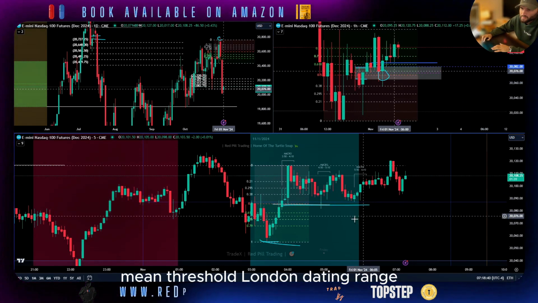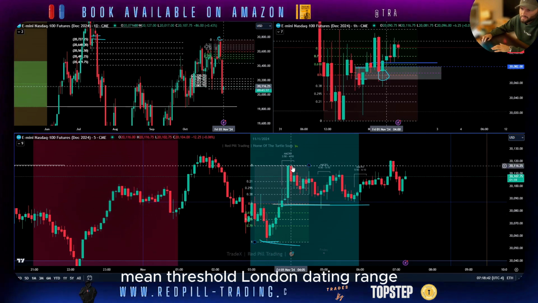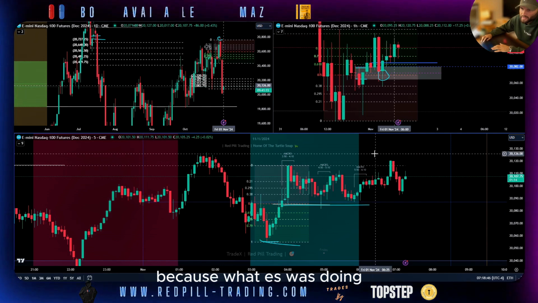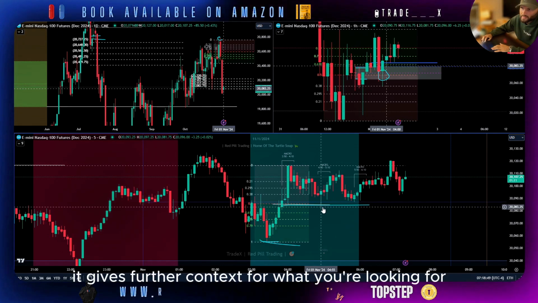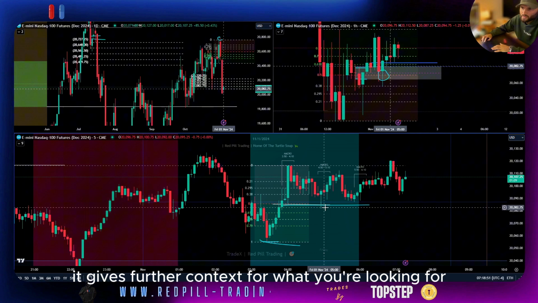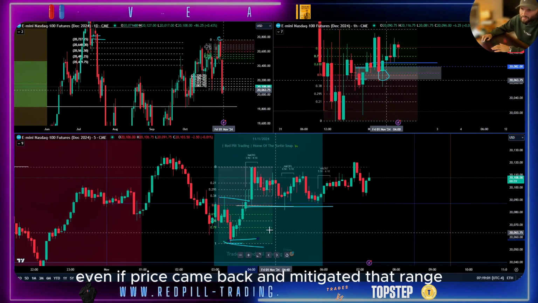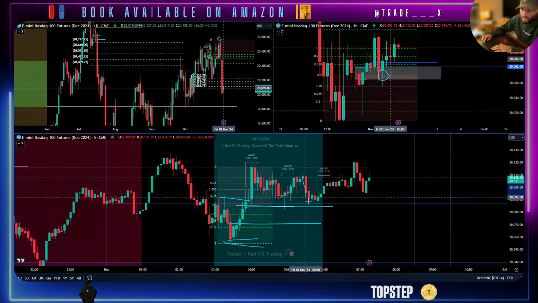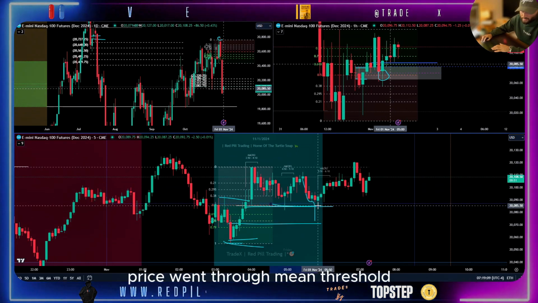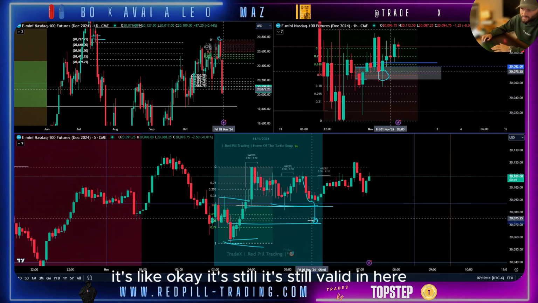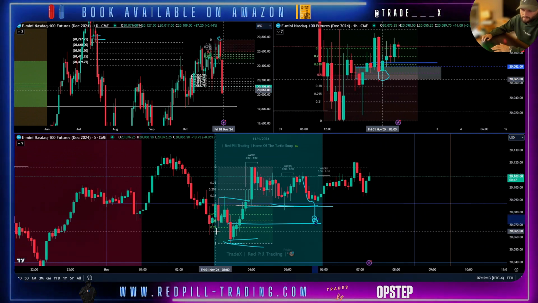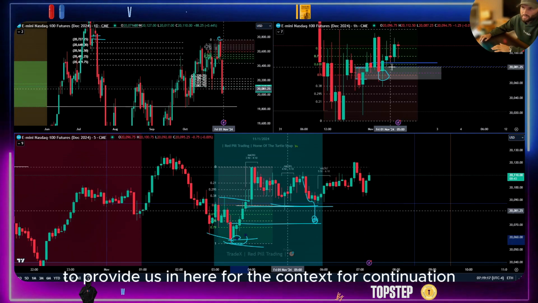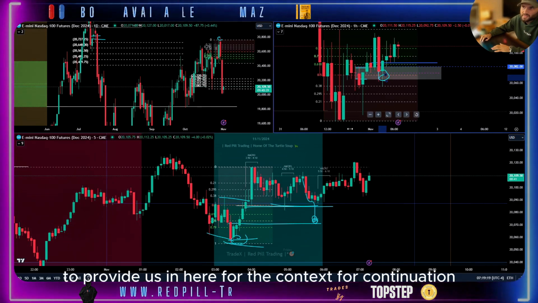Mean threshold, London dealing range, anticipating the London dealing range to be taken out because of what ES was doing. It gives further context for what you're looking for, even if price came back and mitigated that range. And say, for example, we hadn't taken out the London high, price went through mean threshold. Well, okay, it's still valid in here. We're just looking for our S&T on the low to provide us the context for continuation.